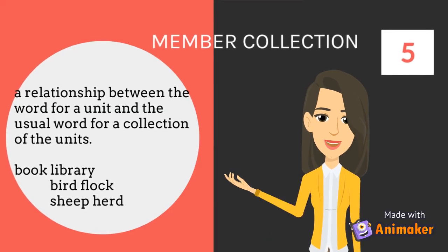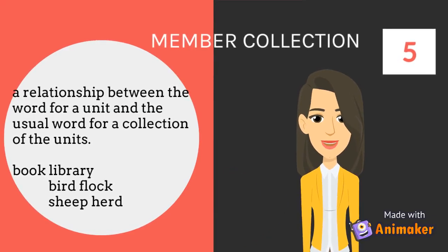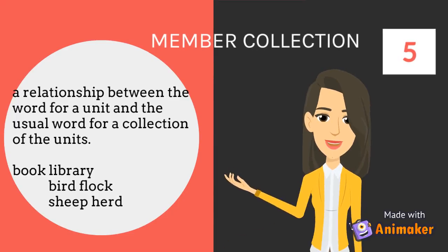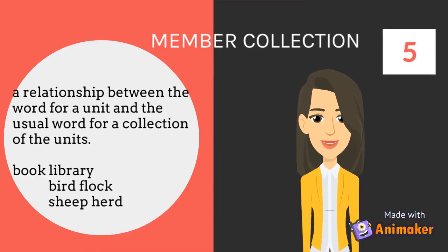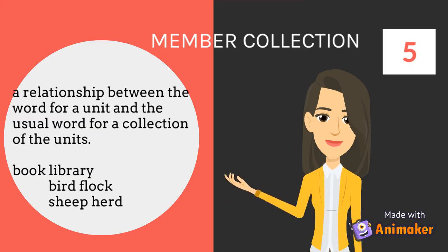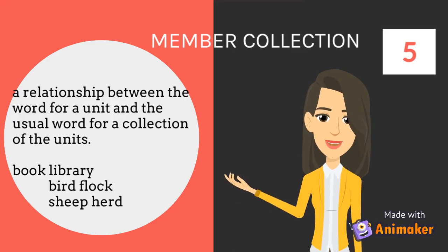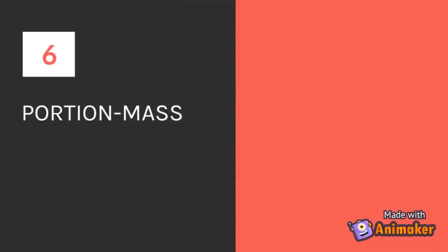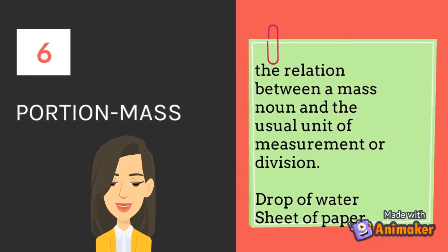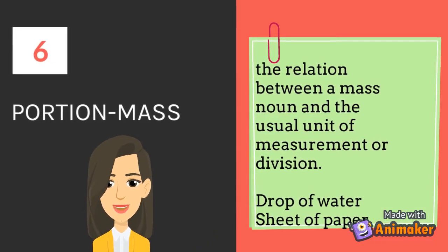The fifth is member collection. This is a relationship between the word for a unit and the usual word for a collection of the units. For example, book and library, bird and flock, sheep and herd. The sixth relation is portion mass. This is the relation between a mass noun and the usual unit of measurement or division. Examples are like drop of water, sheet of paper.